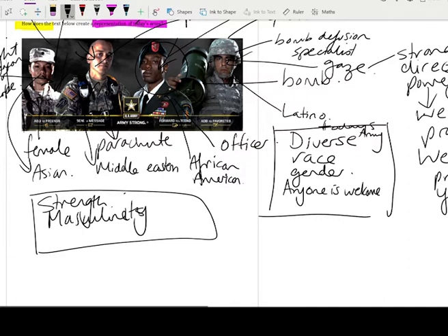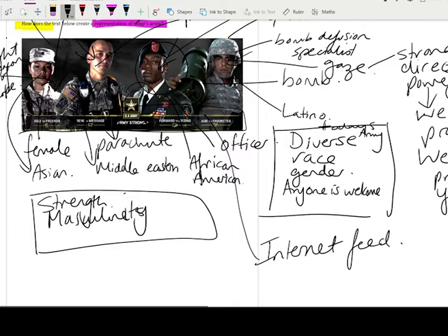Look at the bottom strip as well here. It's set up almost like an internet sort of feed. So it's got send a message, add to friends, forward to friend, add to favourites down the bottom. And even the logo there, Army Strong. Very direct, telling you we are strong because we're in the army.